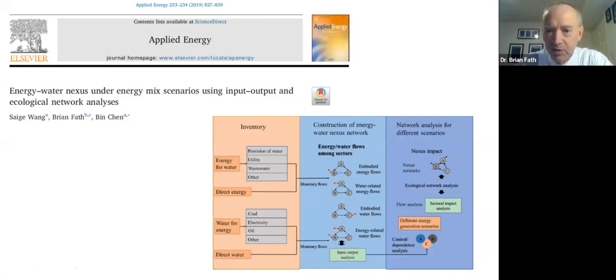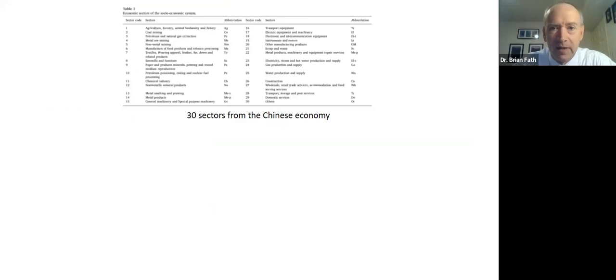What she was doing was building network models based on the sectors of the Chinese economy, and then tracking the embodied water that was going from one sector to another, whether it was for energy for water or for water for energy, and then coming up with different scenarios to see where there were perhaps some trade-offs or some key insights, right? So the particular model that she was using had 30 sectors. This is fairly standard input-output table data that is available.